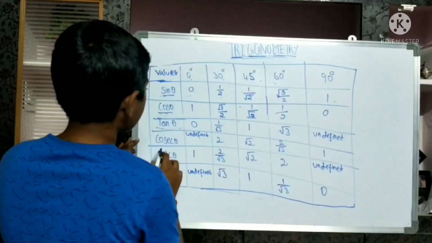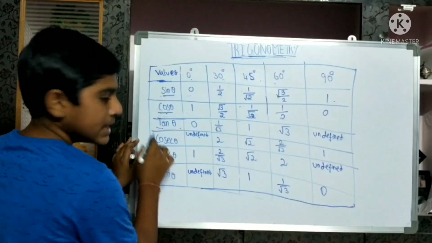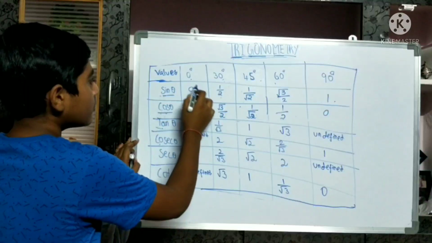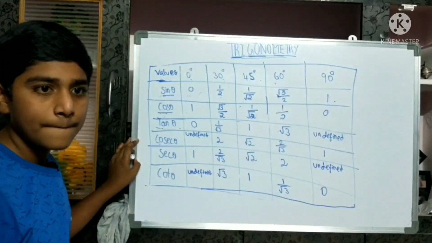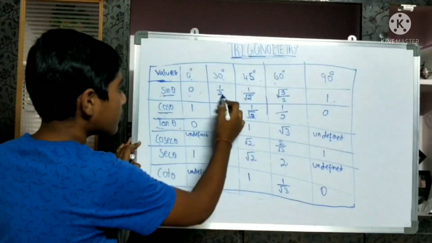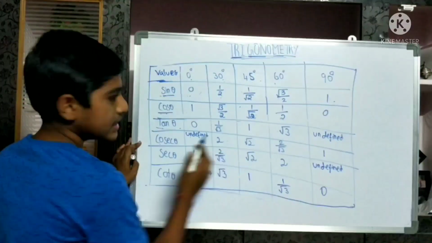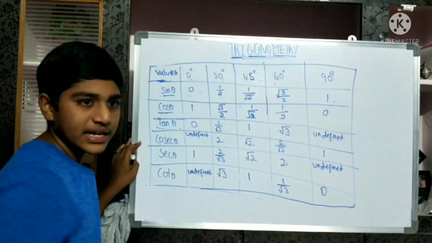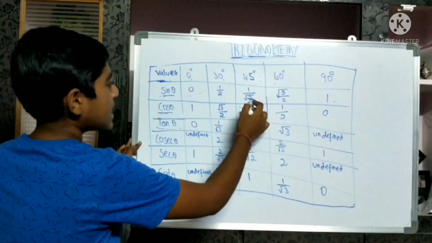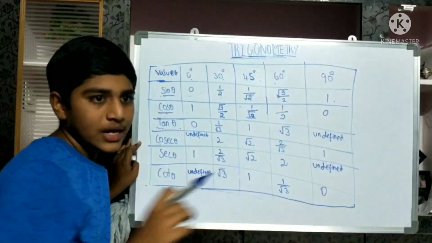Okay? And next, cosecant theta. Here, cosecant theta is reciprocal to sin theta. So simply, we can write the reciprocal values of sin theta for cosecant theta. So the reciprocal for 0 is undefined and the reciprocal for 1 by 2 is equal to 2. So cosecant 30 degrees is 2, and cosec 45 degrees is the reciprocal of sin 45 degrees. That means 1 by root 2, so it will also be 1 by root 2.